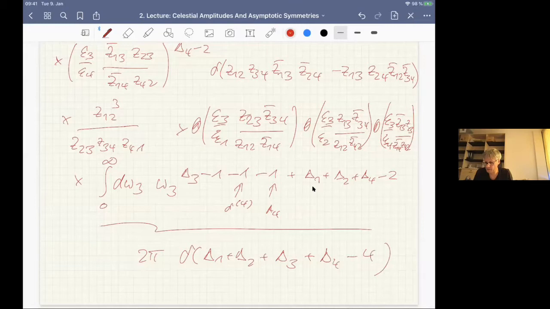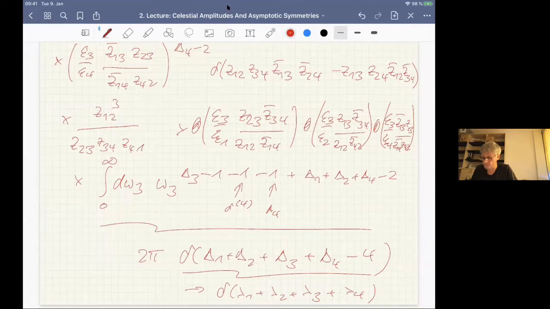Since the deltas are 1 plus i lambda, so delta 1 is 1 plus i lambda 1, this just gives rise to a delta function constraint on the lambdas entering the spectrum. So, are there any questions to this? So this is a 4-point amplitude.